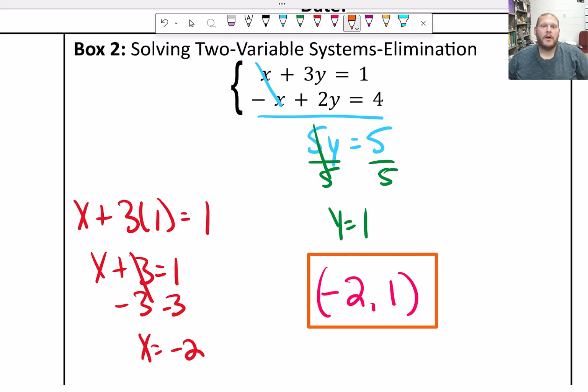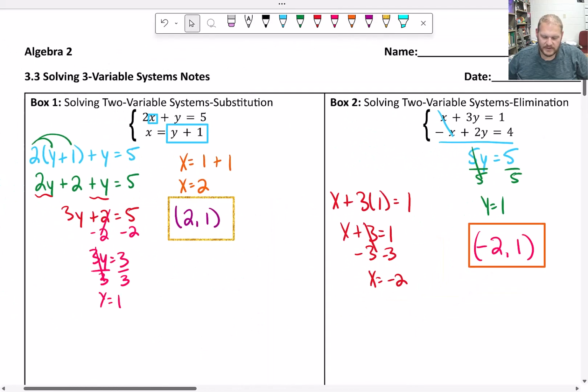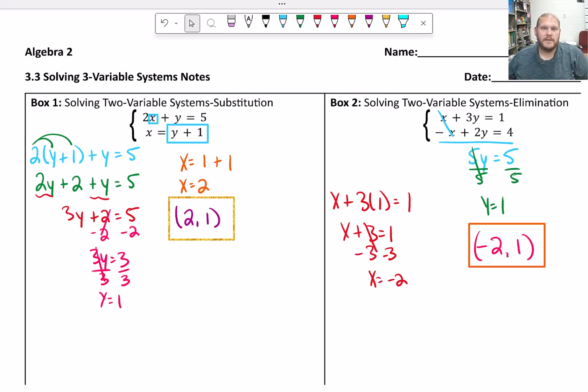Right, so that's a recap of our two variable systems. Those algebraic methods that we did for solving two variable systems, substitution and elimination, they both have their merits. You have the choice between those two when you're solving a 2 by 2.